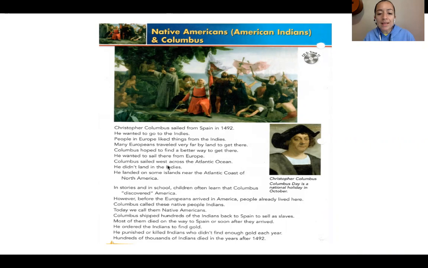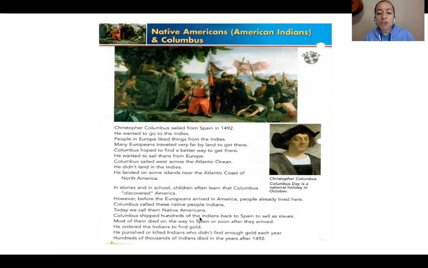Columbus sailed west across the Atlantic Ocean. He didn't land in the Indies. He landed on some islands near the Atlantic coast of North America. In stories and in school, children often learn that Columbus discovered America. However, before the Europeans arrived in America, people already lived here. Columbus called these native people Indians. Today, we call them Native Americans.